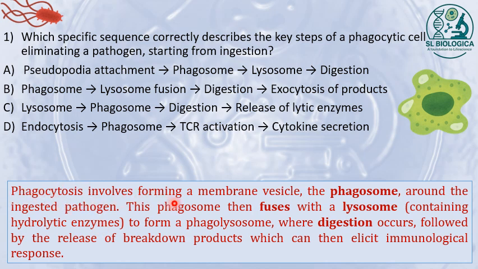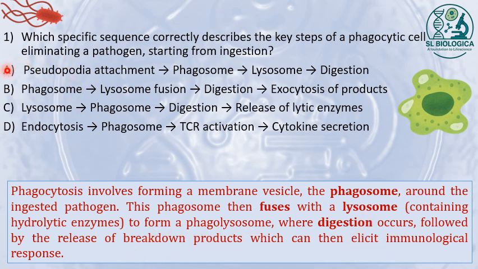It involves forming a membrane vesicle, known as the phagosome, around the ingested pathogen. This phagosome then fuses with the lysosome of the cell, which has various lytic enzymes like hydrolytic enzymes, to form the phagolysosome, where the digestion happens, and these digested products are then released to elicit the immunological response. So here we have the sequence of events: starting from phagosome development, then it fuses with the lysosome to form the phagolysosome, then digestion, and finally release of the breakdown products.